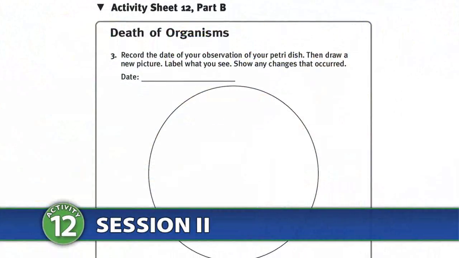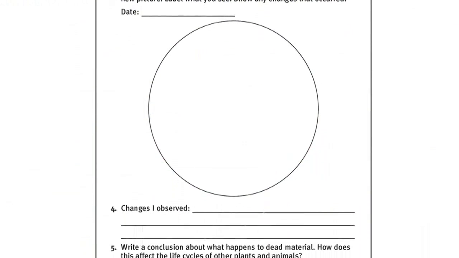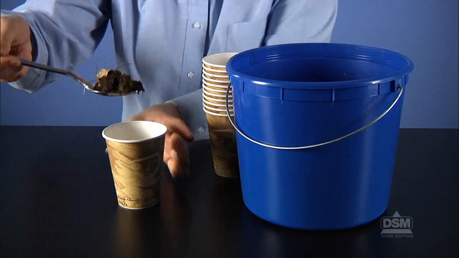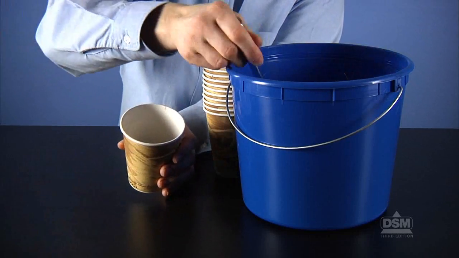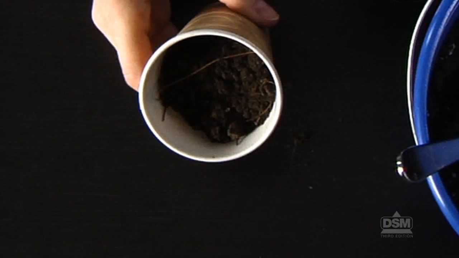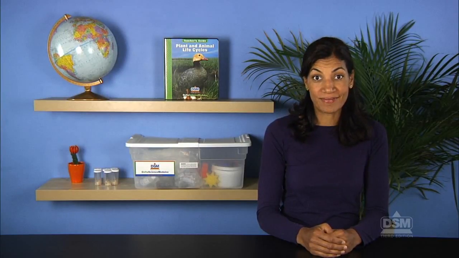To prepare for Session 2, make a copy of Activity Sheet 12, Part B for each student. Fill a paper cup with soil for each team of 2. Gather enough samples of fresh local soil containing pebbles, live organisms such as ants, earthworms, and decaying organic matter. Make sure to begin this session once a significant amount of mold has formed on the food scraps.